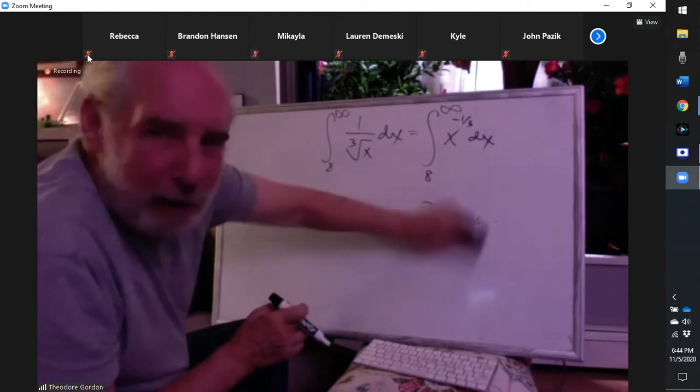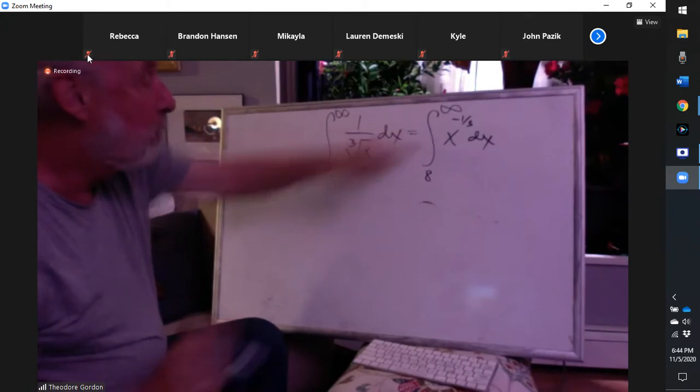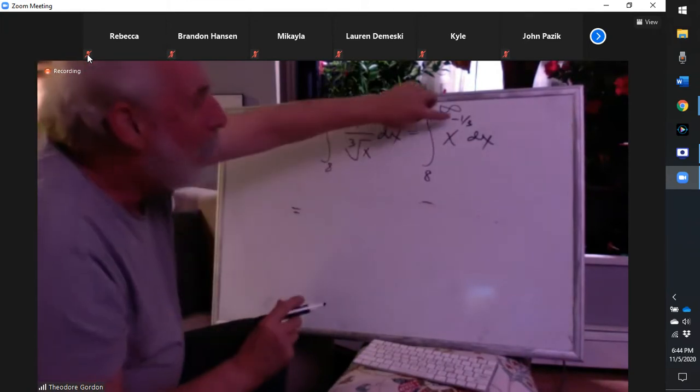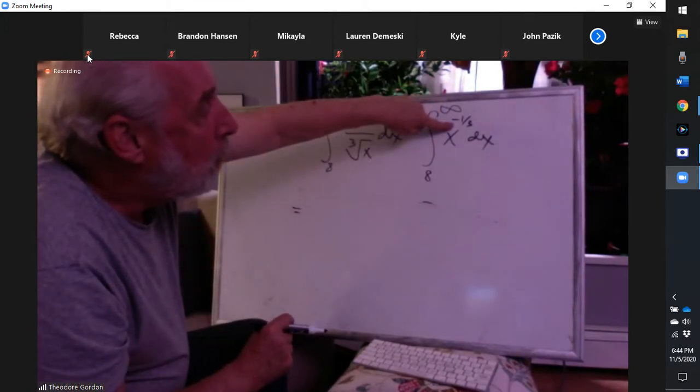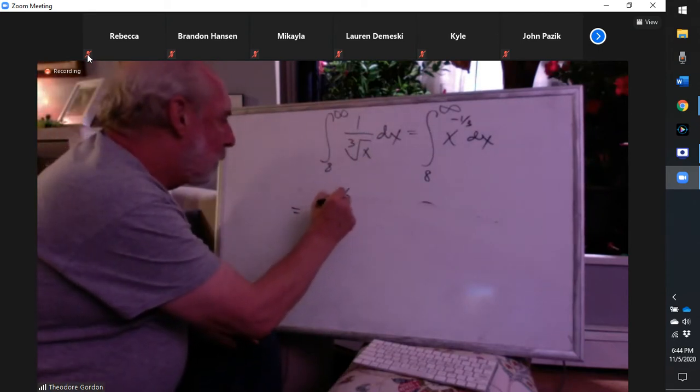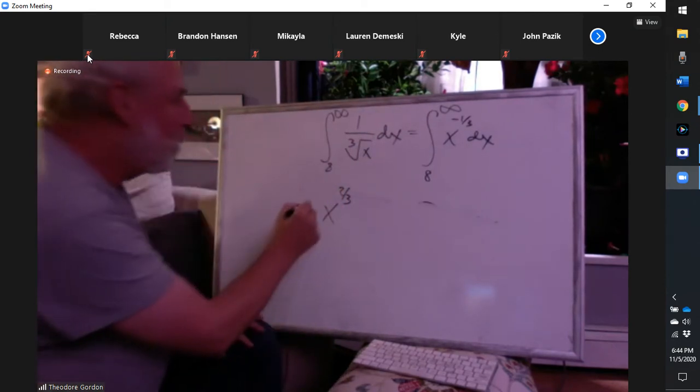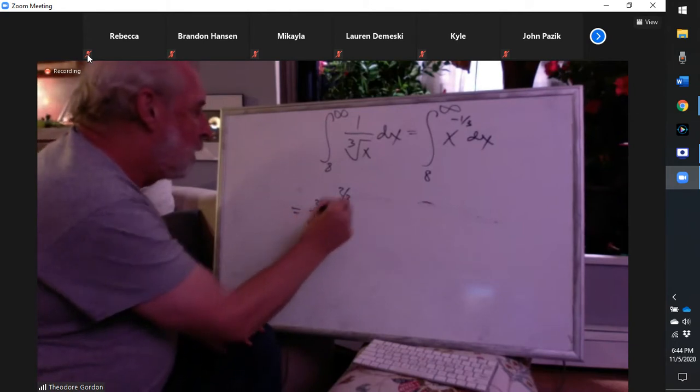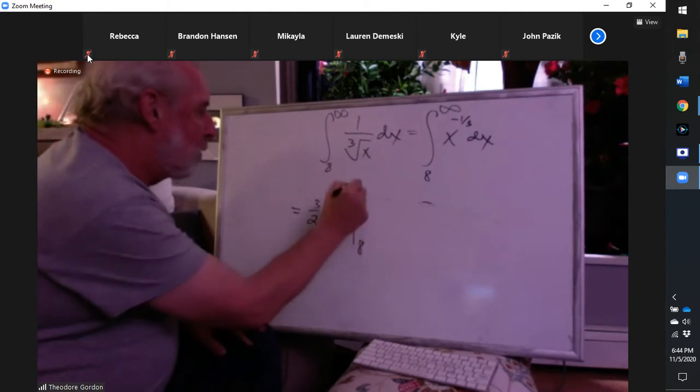All right, back to real math. So now, to do this integral, we add 1 to the exponent. Negative 1/3 plus 1 is positive 2/3. And we divide by the new exponent, 3/2, and we go from 8 to infinity.